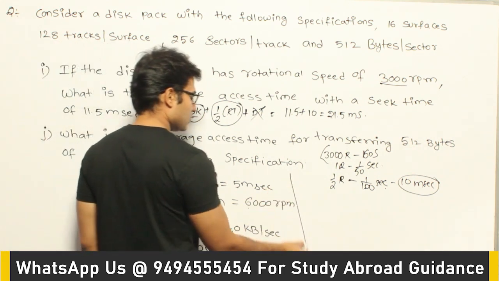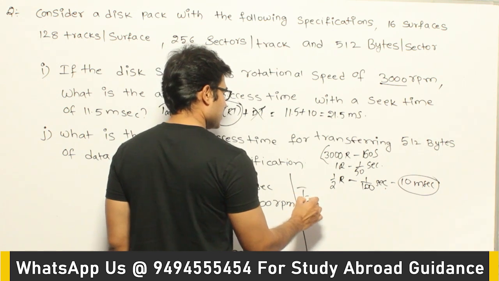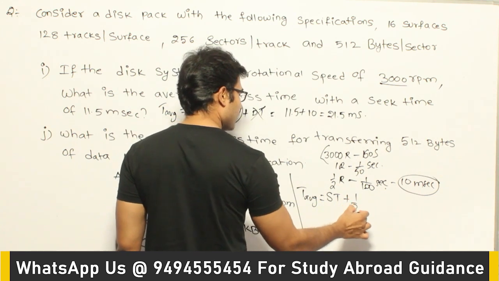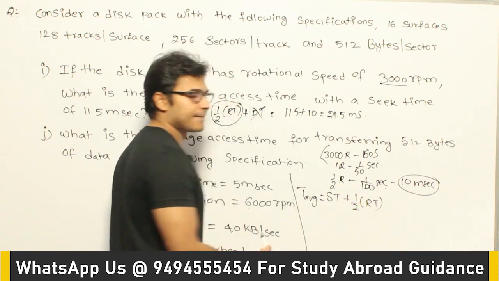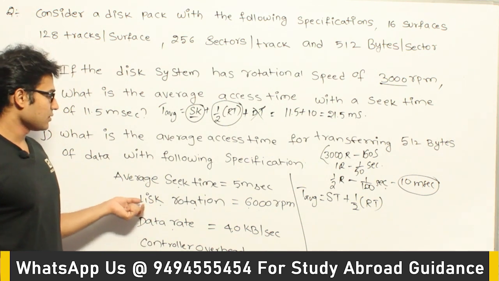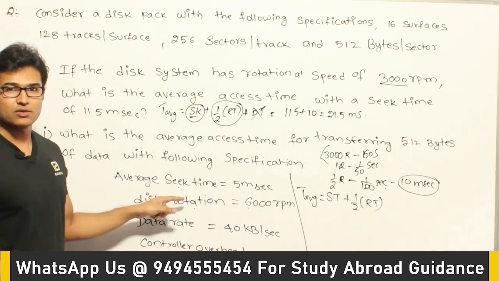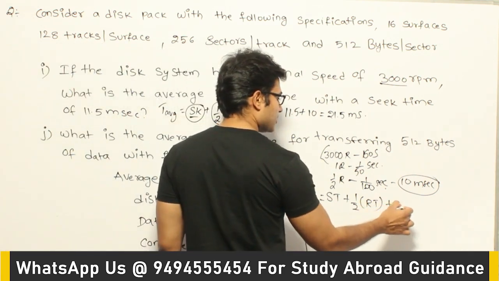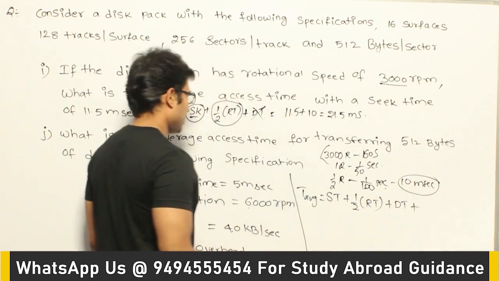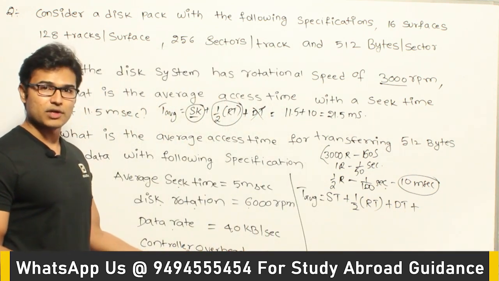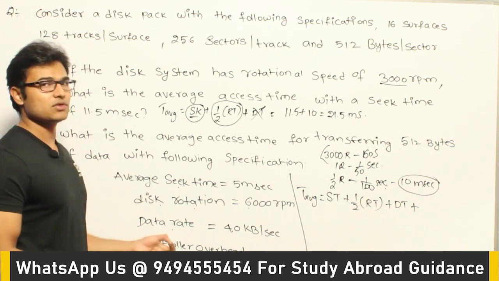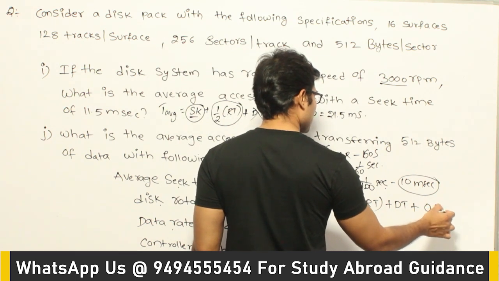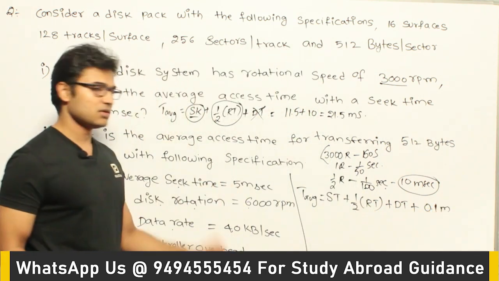So in this case, all the factors are given. The average access time is seek time plus half into rotation time. In case the rotational delay had been given we could have taken that, but they didn't give it, that is why I am taking half into rotation time, plus data transfer time, plus sometimes there will be some overhead because of the controller. Every hard disk has a controller which adds some delay. That is given as 0.1 milliseconds, so I am going to add the control overhead as well.